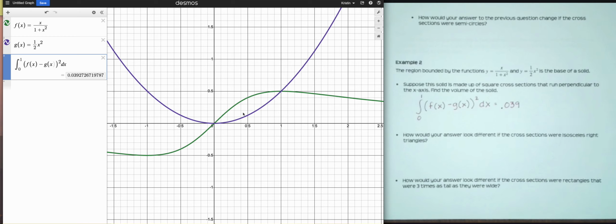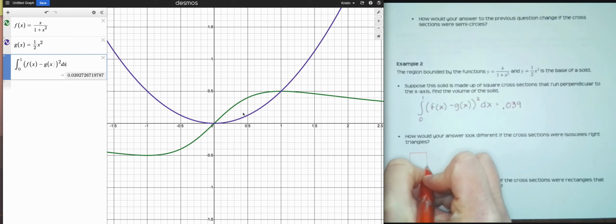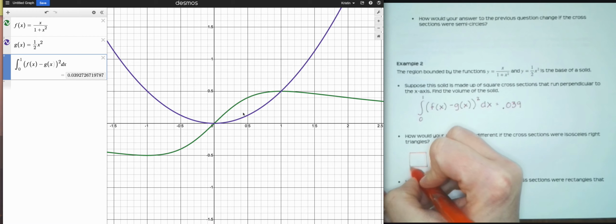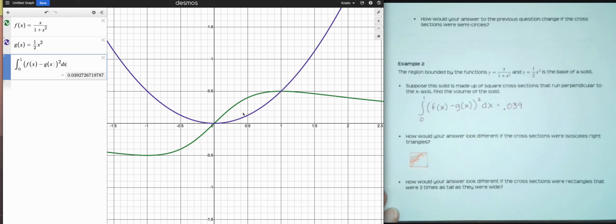Okay, so the next question says, how would your answer look different if the cross sections were isosceles right triangles? Well, let's talk about where isosceles right triangles come from. Isosceles right triangles means that 2 of the sides are equal to each other. If we start with a square, we have 4 sides that are equal to each other. So if I cut this thing along a diagonal and get rid of one half or the other, what I'm left with is an isosceles right triangle, because these 2 sides are the same. So essentially, I just took the area of my square and cut it in half. Okay?